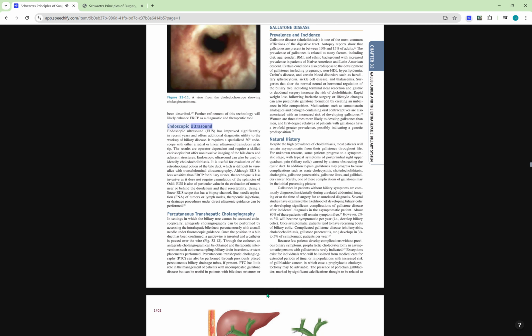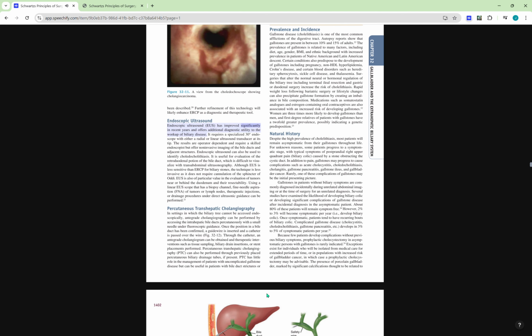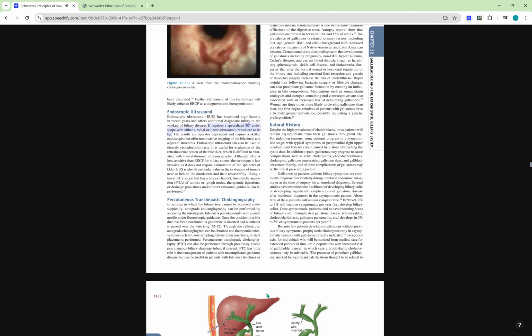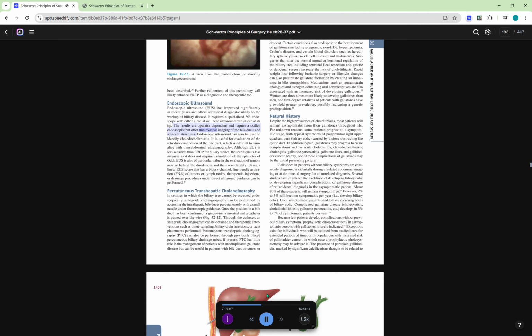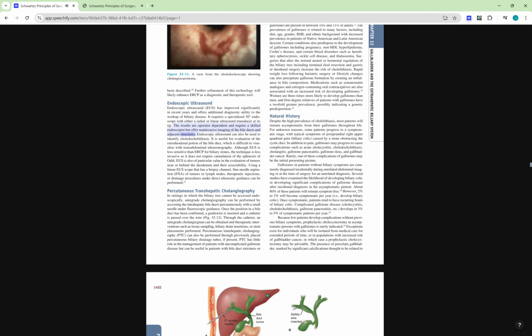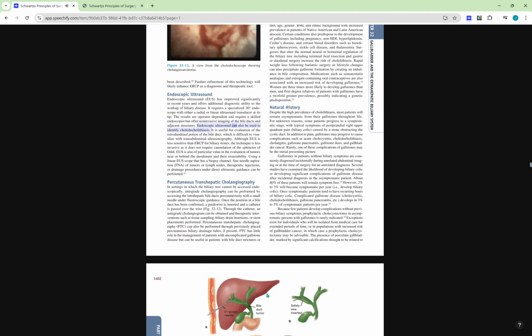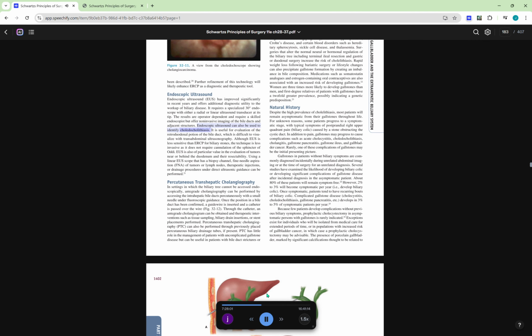Endoscopic ultrasound. Endoscopic ultrasound has improved significantly in recent years and offers additional diagnostic utility to the workup of biliary disease. It requires a specialized 30-degree endoscope with either a radial or linear ultrasound transducer at its tip. The results are operator-dependent and require a skilled endoscopist, but offer non-invasive imaging of the bile ducts and adjacent structures. Endoscopic ultrasound can also be used to identify choledocholithiasis.